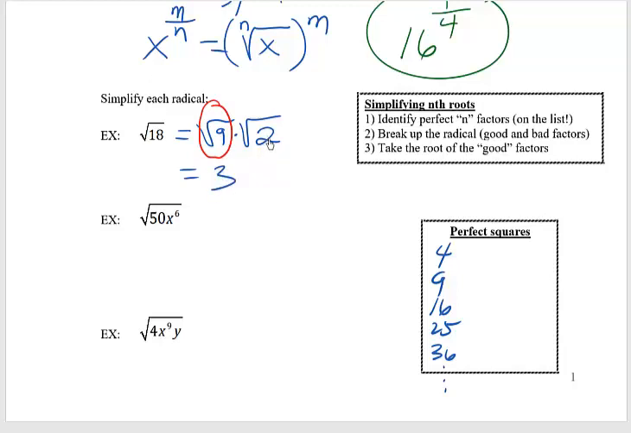2, it's not on the list, it's no good, I can't simplify that any. And so the final simplified version here would be 3 times the square root of 2. This box over here summarizes what we just did.